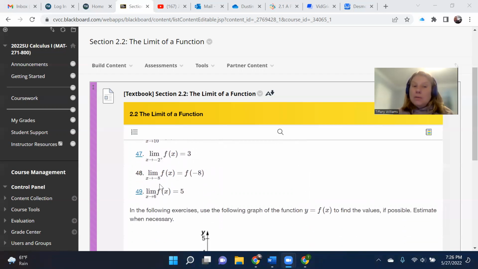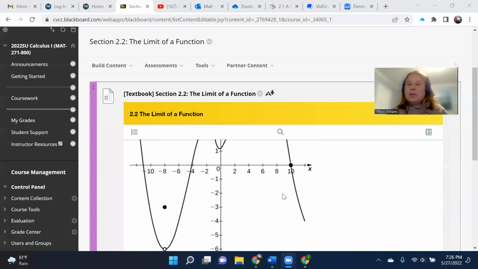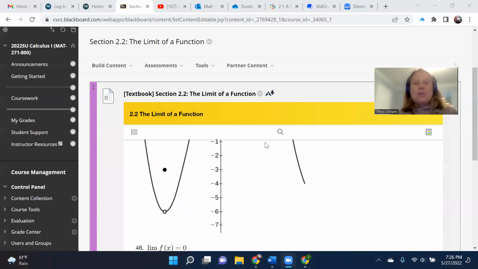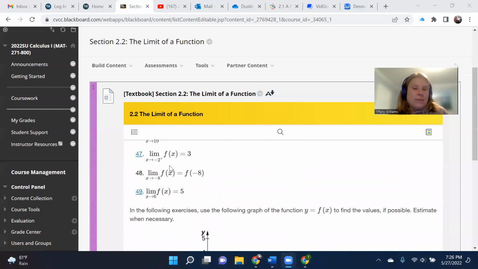Now, what's the limit as x approaches -8? We actually looked at one of these examples in a previous video. So the limit as x approaches -8, remember, is on the function. So the limit as x approaches -8 is going to be -6. -6 is not the same thing as -3. It's not the same thing as a functional value. So that is also a false statement.